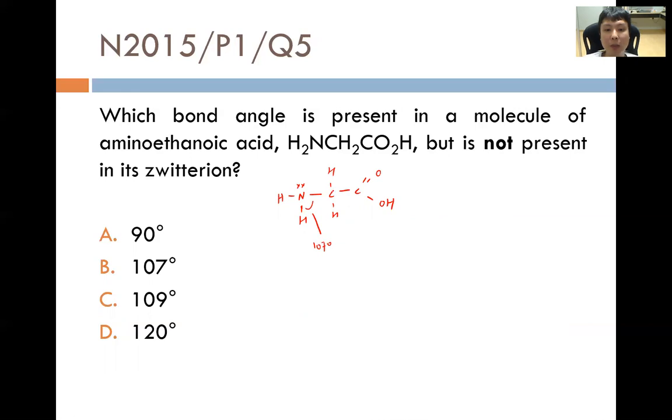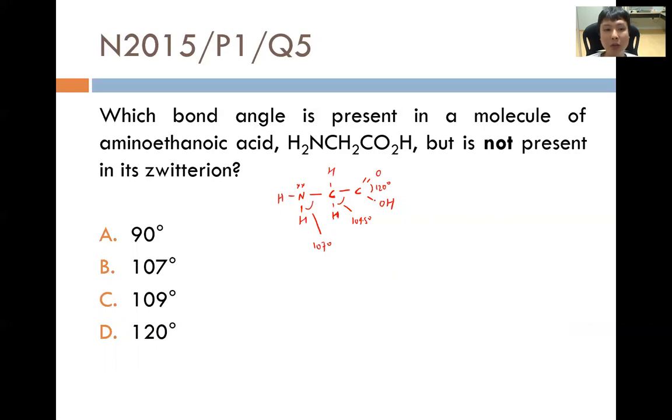The number of electron domains around this carbon is 4, and there are no lone pairs around this carbon atom. Therefore, the shape around this carbon will be tetrahedral, and this bond angle will be 109.5 degrees. For this part of the molecule, there are 3 electron domains around this central carbon atom, and hence it will be 120 degrees because the basic geometry is trigonal planar.